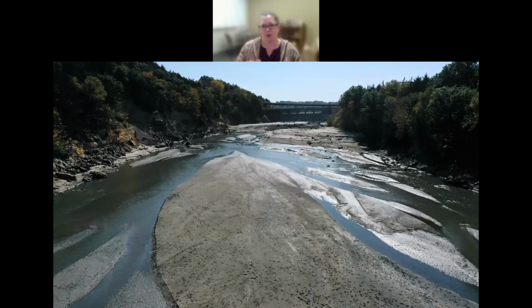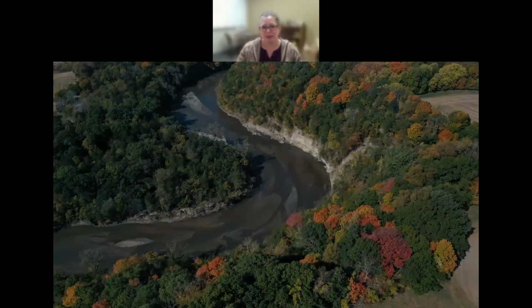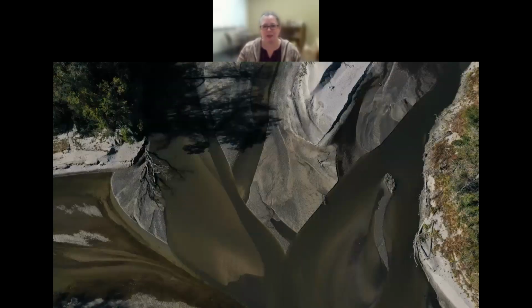This is just another perspective of the stream looking up towards the dam and just the amount of sediment here. Another part further downstream where really it is just filled in. Just to give you a sense of how this impacted the habitat.